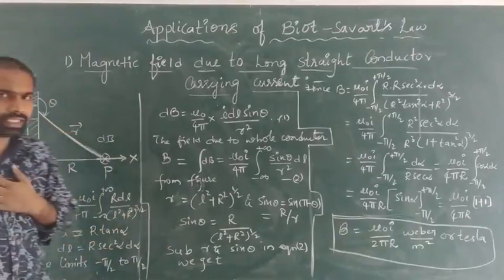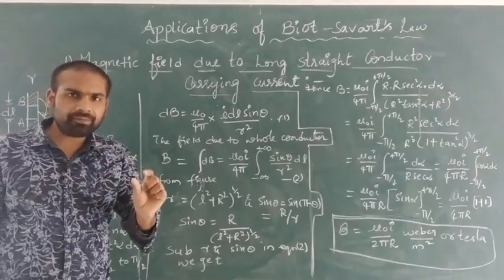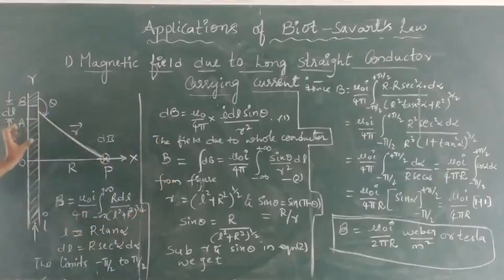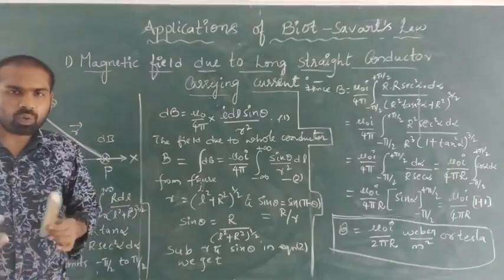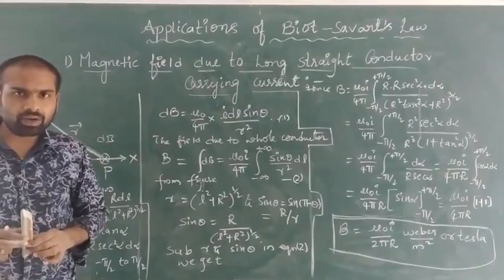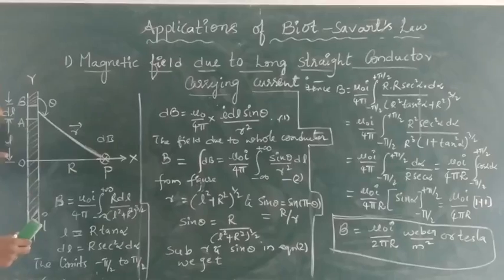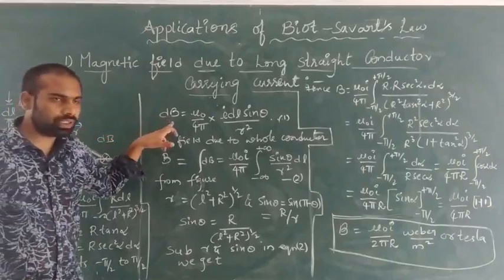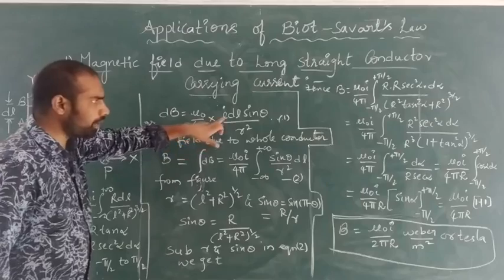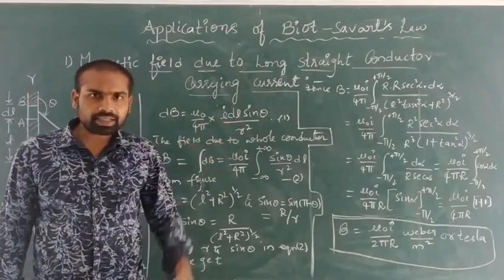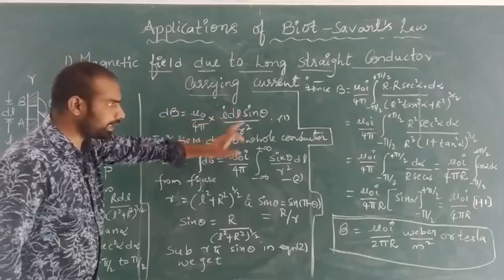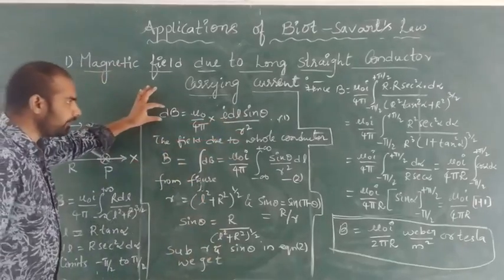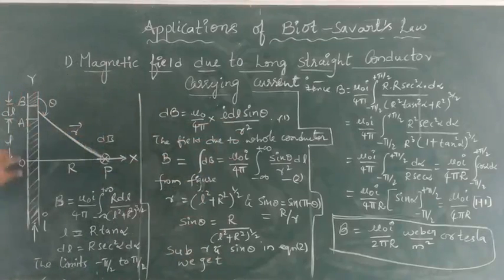Now what is our intention? We are going to find the magnetic field due to the current carrying conductor at point P. According to the Biot-Savart law, the magnetic field at point P due to the small element dl is dB equal to mu naught by 4 pi into I dl sin theta by r square. Just recall the last class. This is the magnetic field due to the small element carrying current I.